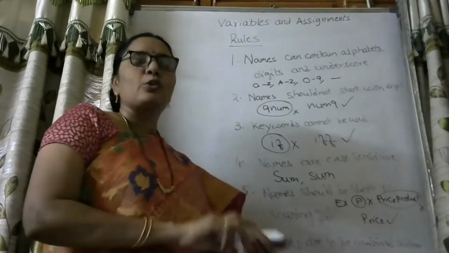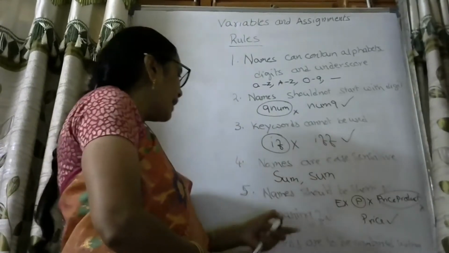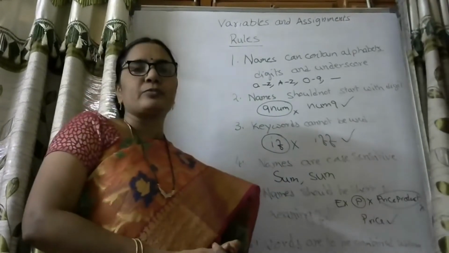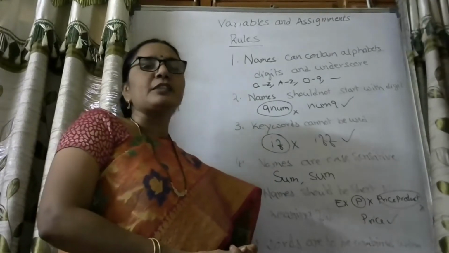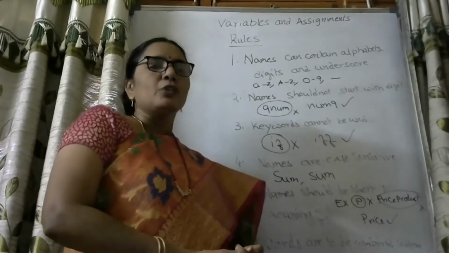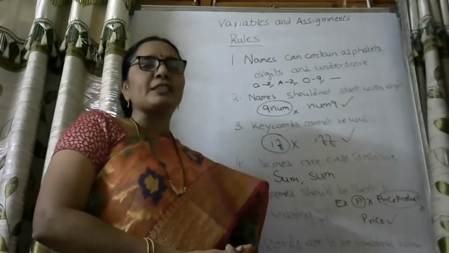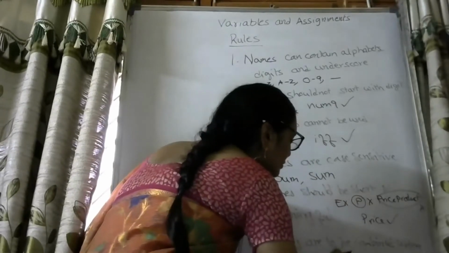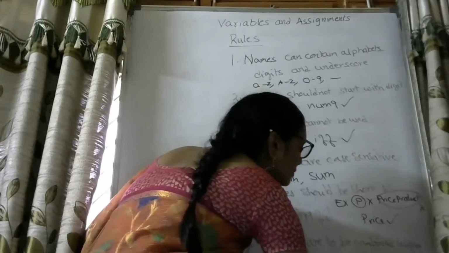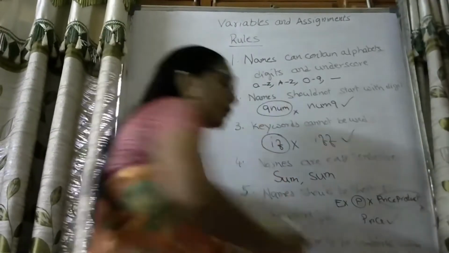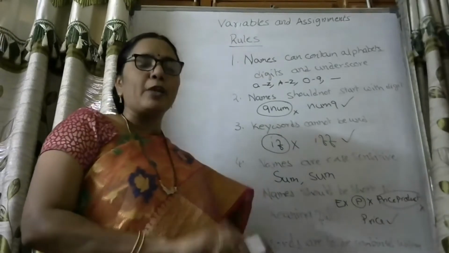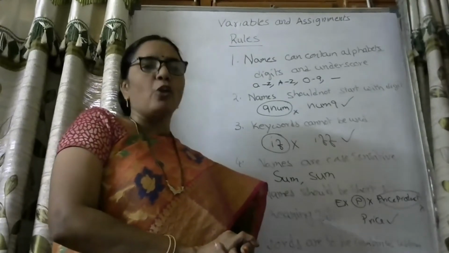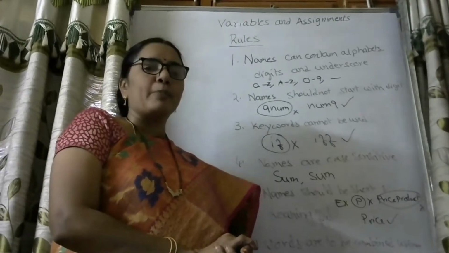Price is correct to store the price of the product. Next, words are to be combined using an underscore. When I want to find the sum of numbers, I use sum and number as two words. Then it is better to combine them; the two words are combined by using the underscore. These are the rules to be followed while writing variable names.